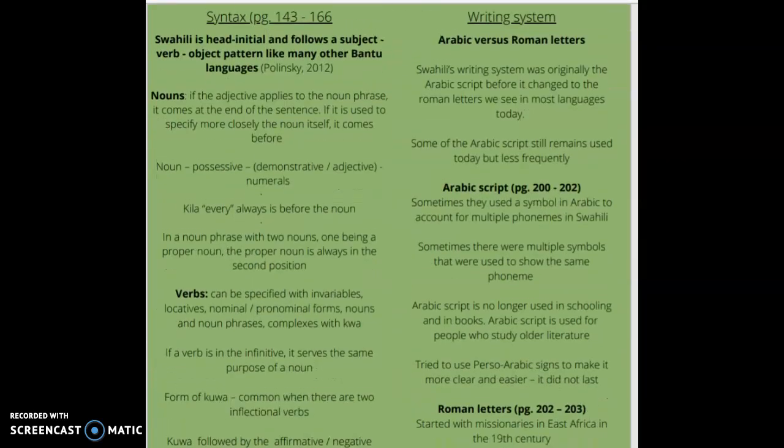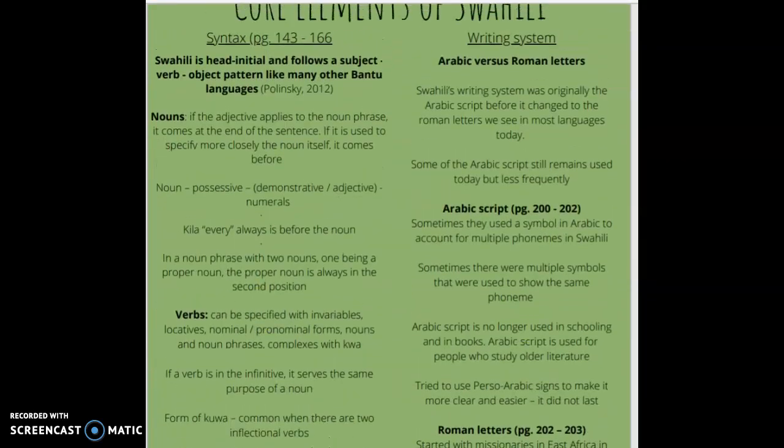And to finish up this presentation, I wanted to talk about syntax and the writing system. So, syntax. Swahili is a head initial language and follows a subject, verb, object, SVO pattern, like many of the other Bantu languages. When we talk about nouns, if the adjective in a sentence applies to the noun phrase, it comes at the end of the sentence. If it is used to specify the noun, it comes before the noun phrase.